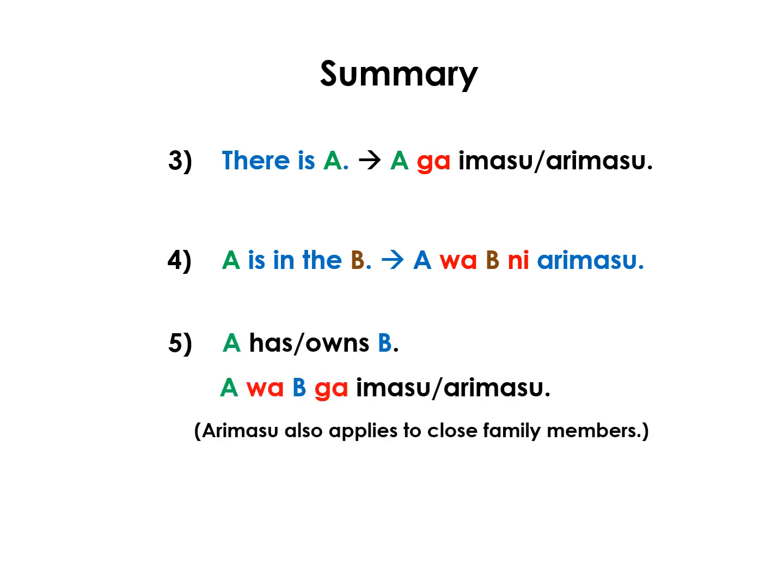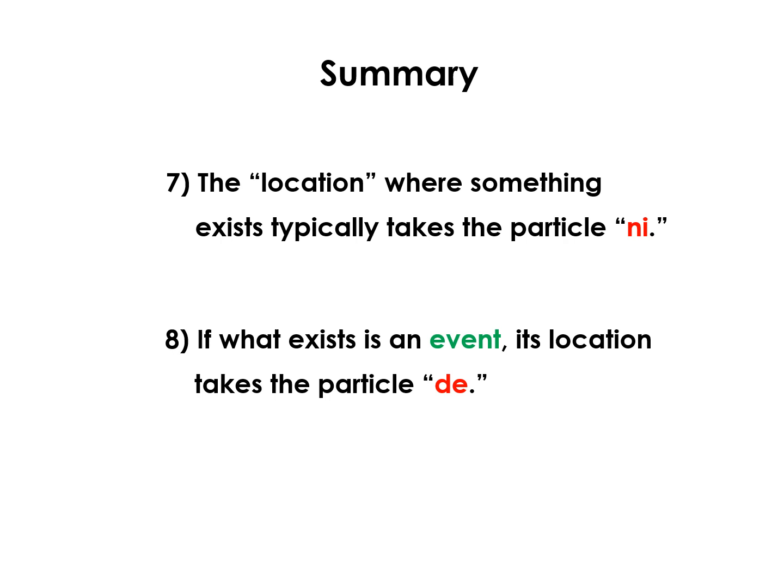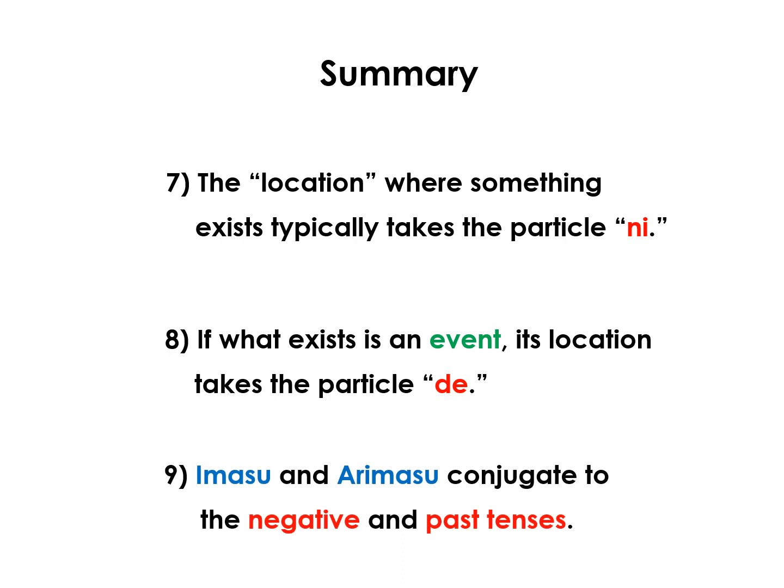We also looked at the construction to show possession. A owns B. A wa B ga imasu, for ownership of people and animals, and A wa B ga arimasu, for ownership of things, plants, and close family members. To say that B is part of A, we say A wa B ga arimasu. The location of where something is found typically takes the particle ni. However, if what exists is an event, the location of the event takes the particle de. And lastly, imasu and arimasu conjugate into the negative and past tenses.